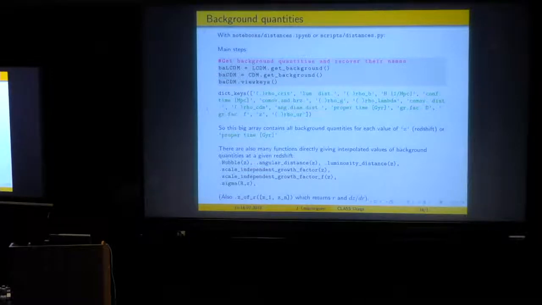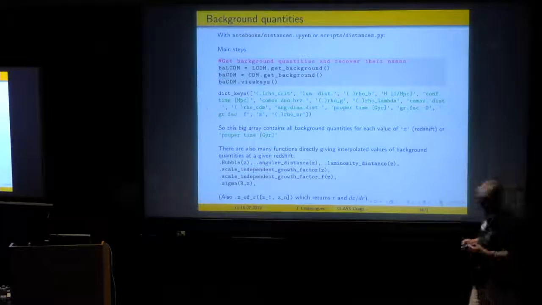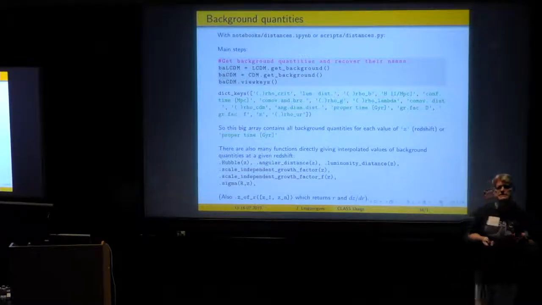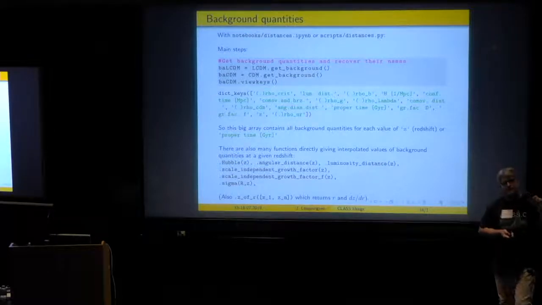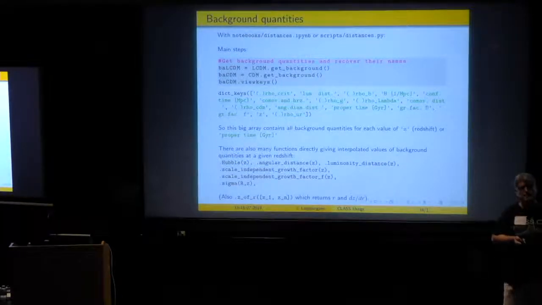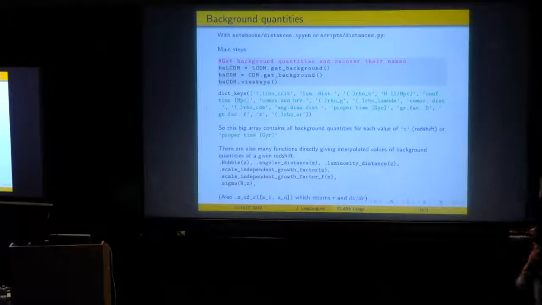What is this parenthesis dot? It's because I told you that the CLASS densities are not the true densities in gram per centimeter cube, but are 8 pi G over 3 rho in megaparsec to the minus 2. This is what the code is giving you, and this is a shortcut for the 8 pi G over 3, so that you remember that there is a prefactor.